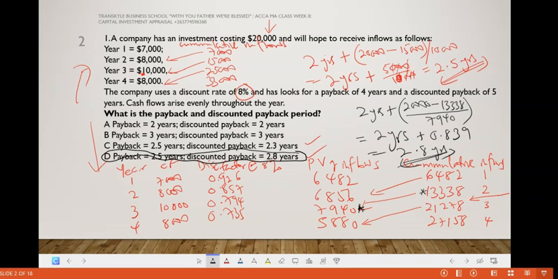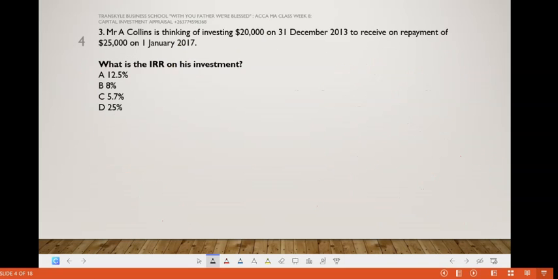Now let's do question number 3 together. Question number 3 is not as confusing as what the majority of students were saying. All right, we have Mr. A. Collins, who is thinking of investing 20,000 on the 31st of December 2018, and to receive a repayment of 25,000 from his investment on the 1st of January 2017. And the question is saying, what is the internal rate of return on his investment?